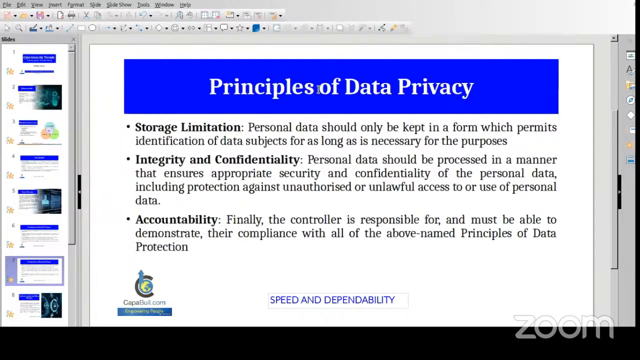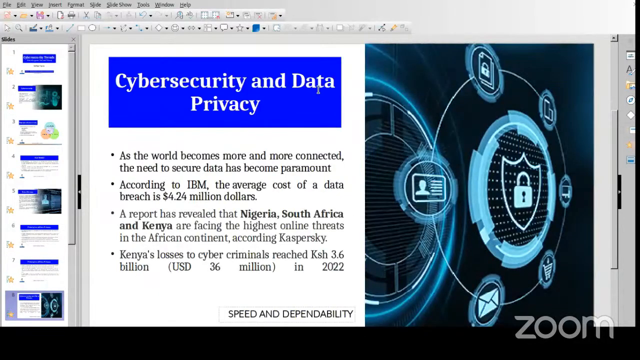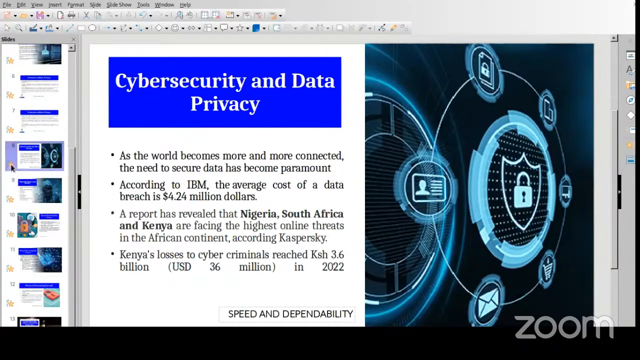That's why organizations that are taking in large amounts of data have processes in place to show you a record of how they are using your data throughout the process. So that is cybersecurity and data privacy. Before I continue, any question or clarification from the audience?